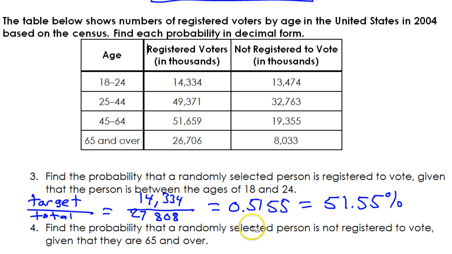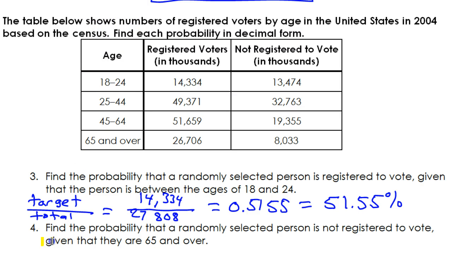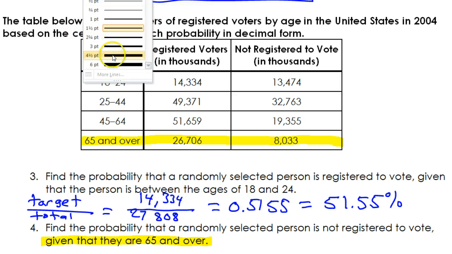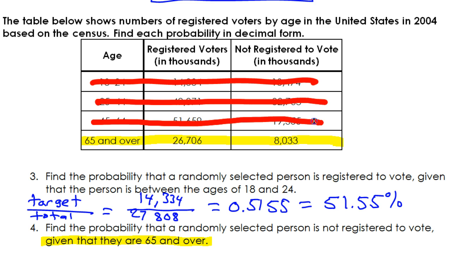Find the probability that a randomly selected person is not registered to vote, given that they are 65 and over. Okay, love it when I'm given stuff. Doesn't everyone love a gift? Alright, so this is what we're given. When you're given something, you run with it. So we're given this. That means we can forget about the rest of the chart. Forget about this, forget about that. None of those are what's happening now.